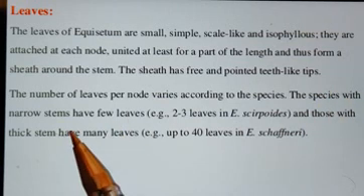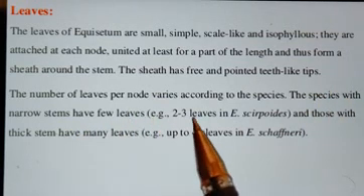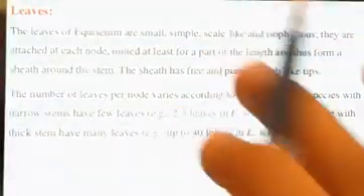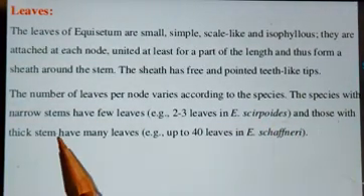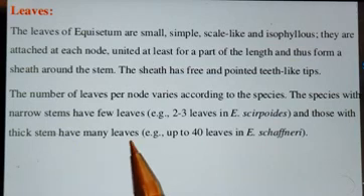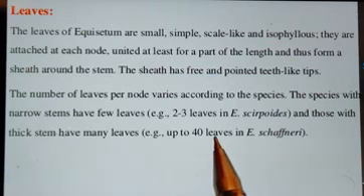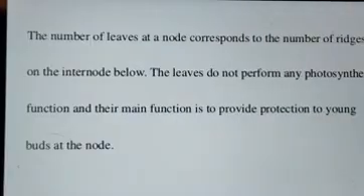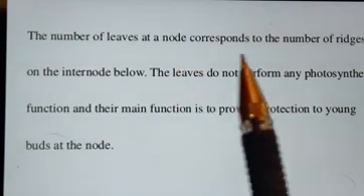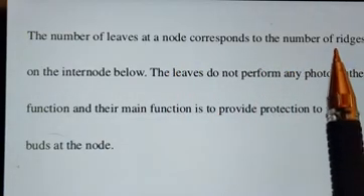The species with narrow stems have few leaves, means 2 to 3 leaves, in equisetum scirpoides, and those with thick stems have many leaves. For example, up to 14 leaves in equisetum giganteum. The number of leaves at the node corresponds to the number of ridges on the internode below.